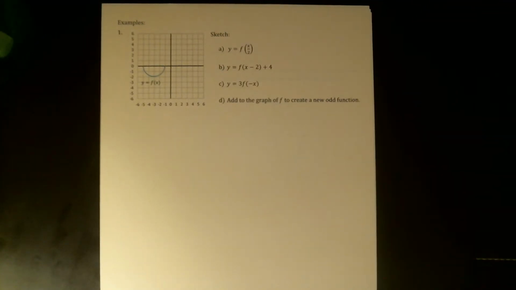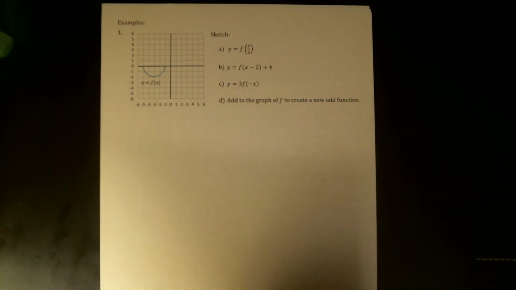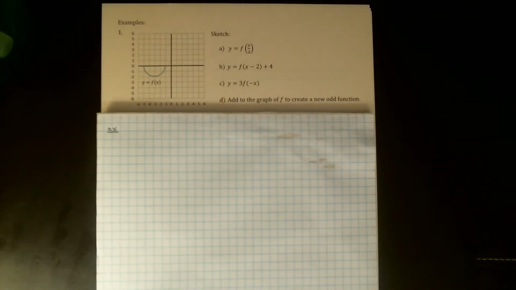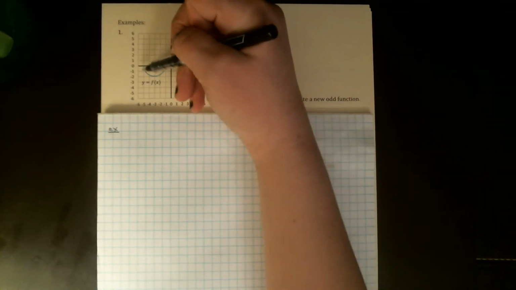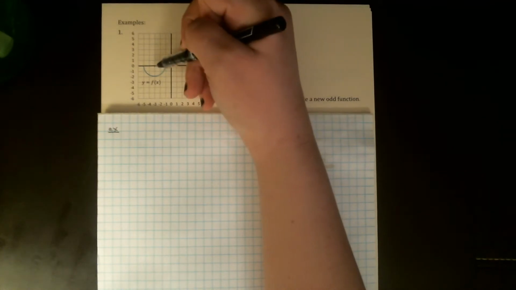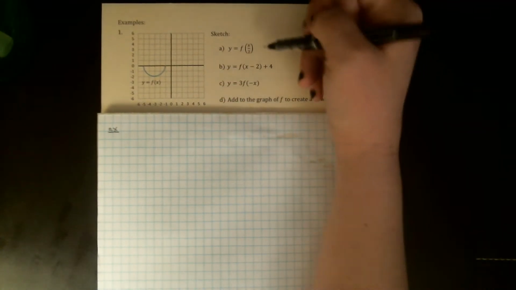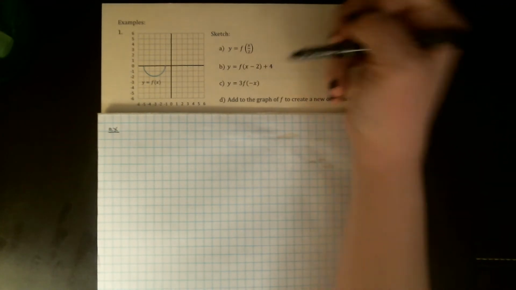Hi all, let's do some first examples for using transformations to sketch the graph of a new function starting from some known graph of a function. So I'm providing you with the graph for now. This graph, this is function y equals f of x. It's a half circle. It's the bottom half of a circle that's centered at (-3, 0) and has a radius of 2. And I want to sketch the graphs of several different things.